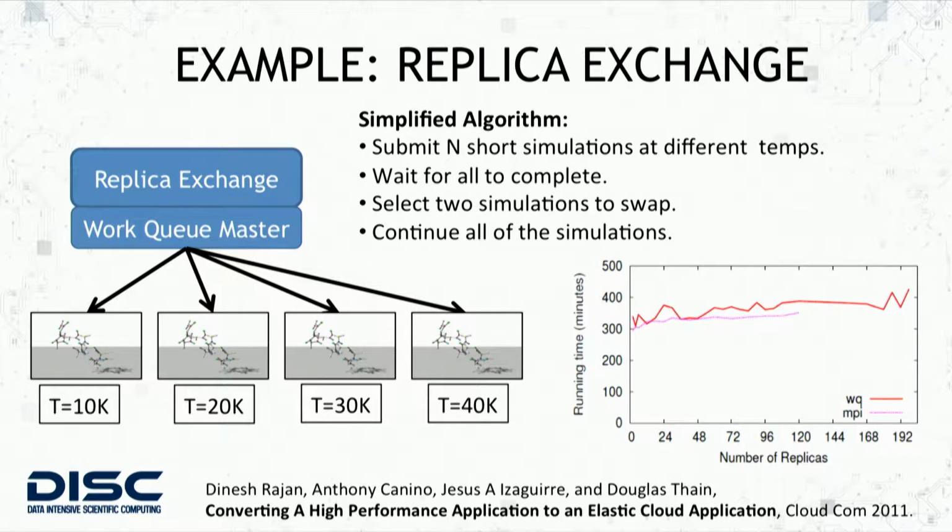And so we have a performance result here that shows as the number of replicas go up, the running time of our code is actually about the same. So we can get bigger and bigger, running more and more replicas without having a significant increase in runtime. And if we compare that to the old MPI way of doing things, it was just slightly slower than running it with MPI, but we're able to run it to a much larger system configuration.